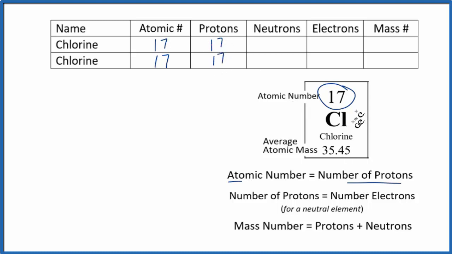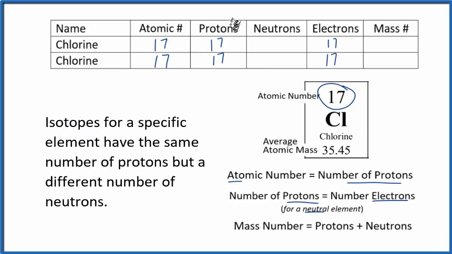On the periodic table, we have Cl for chlorine. This is considered a neutral compound. If it had a minus after it, that would be an ion, which has a charge. But as it's written, this is considered neutral, and all the elements on the periodic table are considered to be neutral. So in neutral elements, protons are equal to the number of electrons. So for both isotopes, we have 17 electrons. When we talk about isotopes, the atomic number, protons, and electrons are going to be the same.